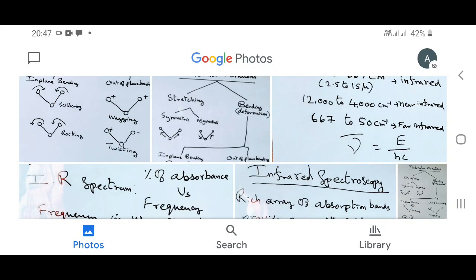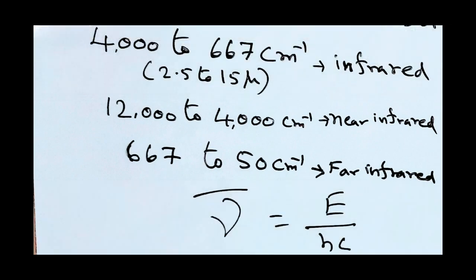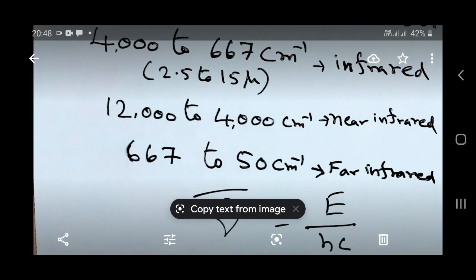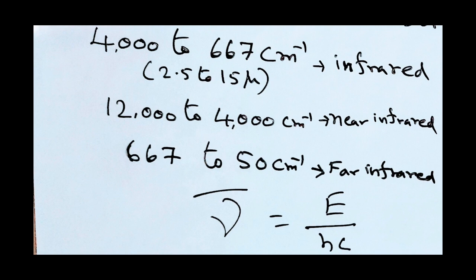See, the infrared spectrum has a wave number from 4000 to 667 centimeter inverse. If the frequency of the electromagnetic radiation is in this range, say 4000 to 667 centimeter inverse, it is called the infrared spectrum or infrared region. In terms of wavelength, it is 2.5 to 15 microns.